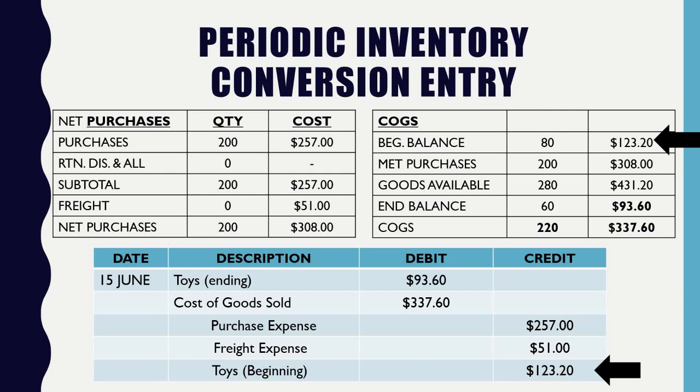And whatever our new ending inventory was is going to be entered in. That $93.60 is going to be plugged in there. Same thing with the cost of goods sold, the purchase expense and the freight expense. So all of this, once again, we took from our tables and plugged into the journal. Any questions here?